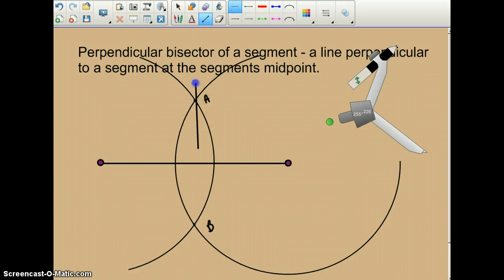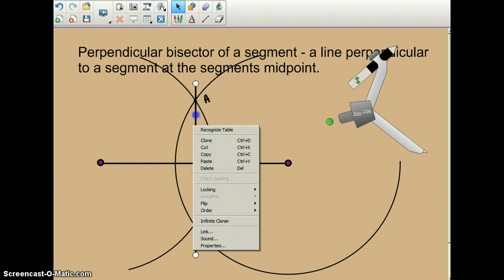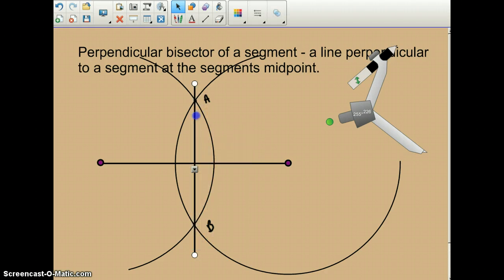So notice that when I put that in through there, it forms just a touch. It forms a right angle right there at the intersection point. So remember the red little boxes in the diagrams just marks that right angle for us. So that is a perpendicular bisector.